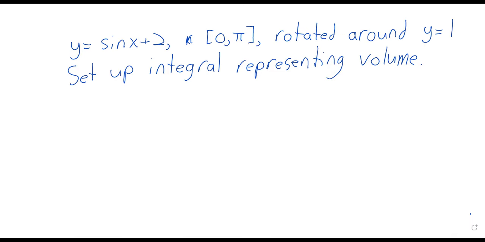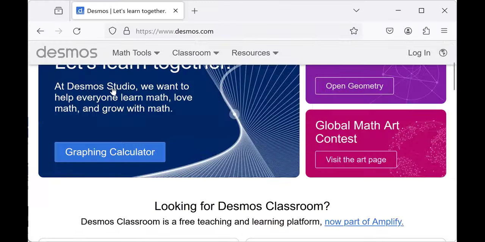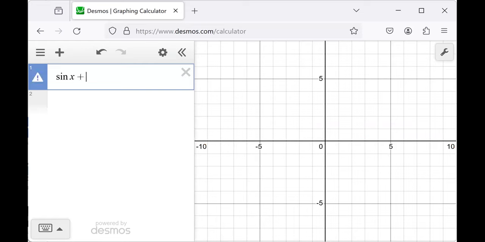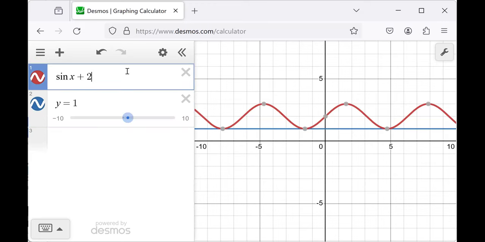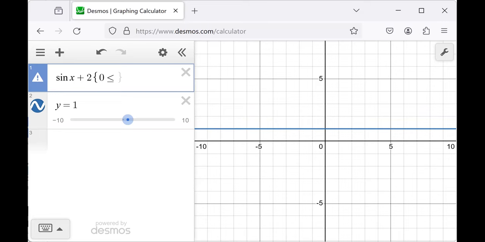So let's take a look at this. Desmos.com. Before I share the screen, it's y equals the sine of x plus 2, y equals 1. And we're going from 0 to pi.